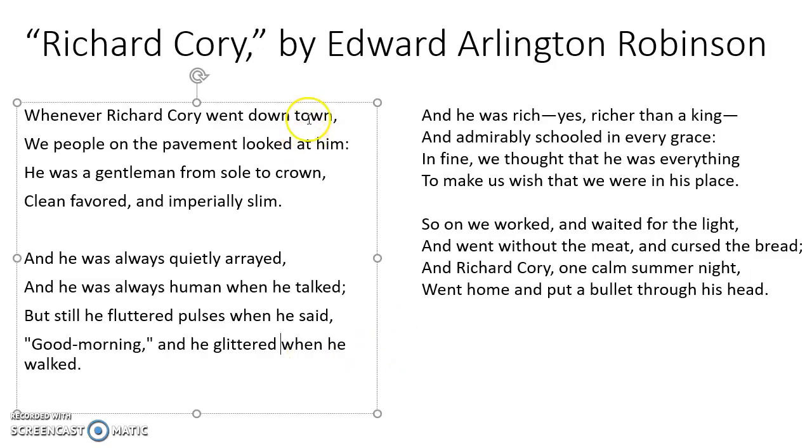It rhymes. So the rhyme scheme: town rhymes with crown, him and slim rhyme, arrayed, said. This is an English author, so if you think of it with that kind of accent, I'm not going to do it because I don't want to sound ridiculous. But if you think about that, it rhymes: talked, walked, king, thing, grace, place, light, night, bread, head. So this rhyme scheme is called A, B, A, B, C, D, C, D, right? Because the A's rhyme here and the B's rhyme, and then you would do C, D, etc.